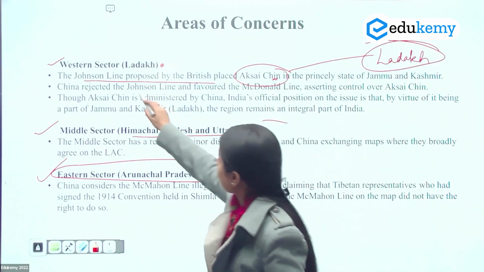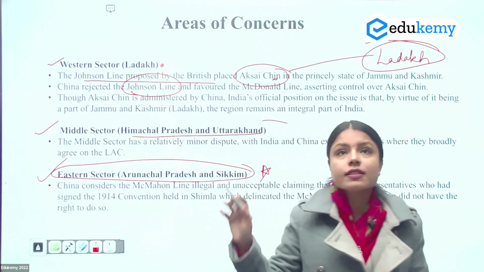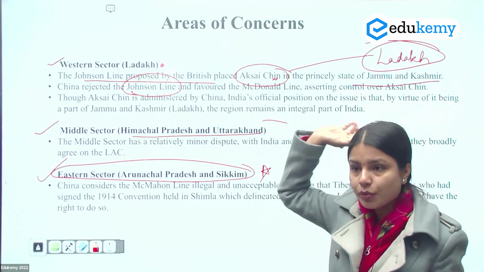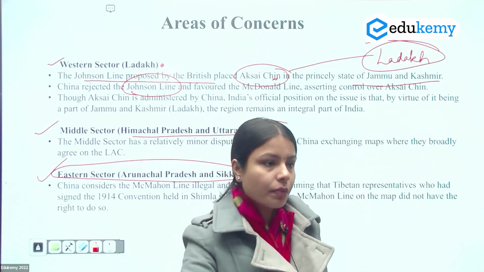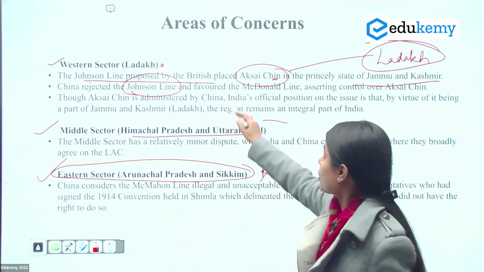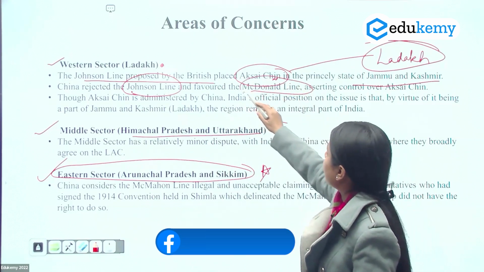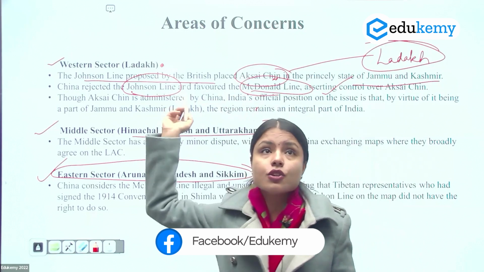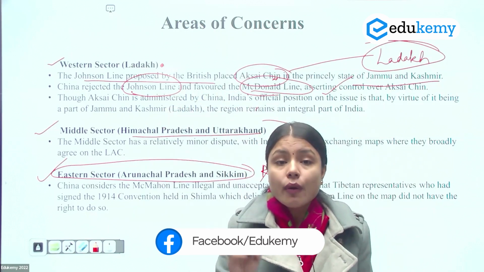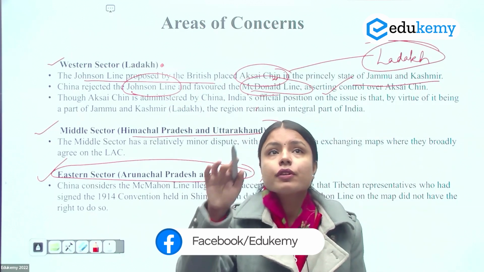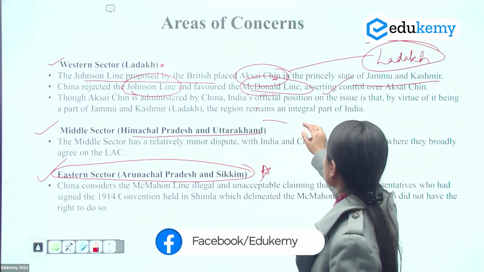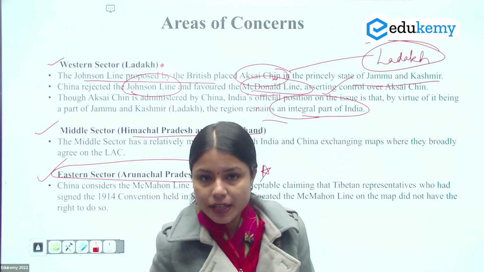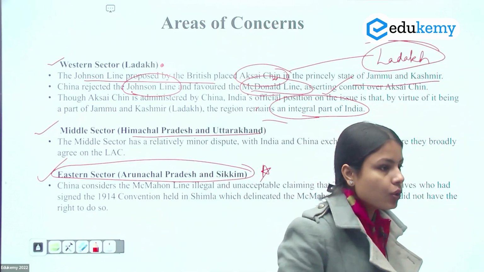Now, China says that we don't agree to this Johnson Line. This Johnson Line was proposed by the British, and according to it, this should be part of the princely state of Jammu and Kashmir and now the place of Ladakh. So they say we don't agree to it. They say we rather believe that the McDonald Line is a better line, and according to this line, the control should go to China. However, what will be our official position? We'll always say that this area belongs to India.